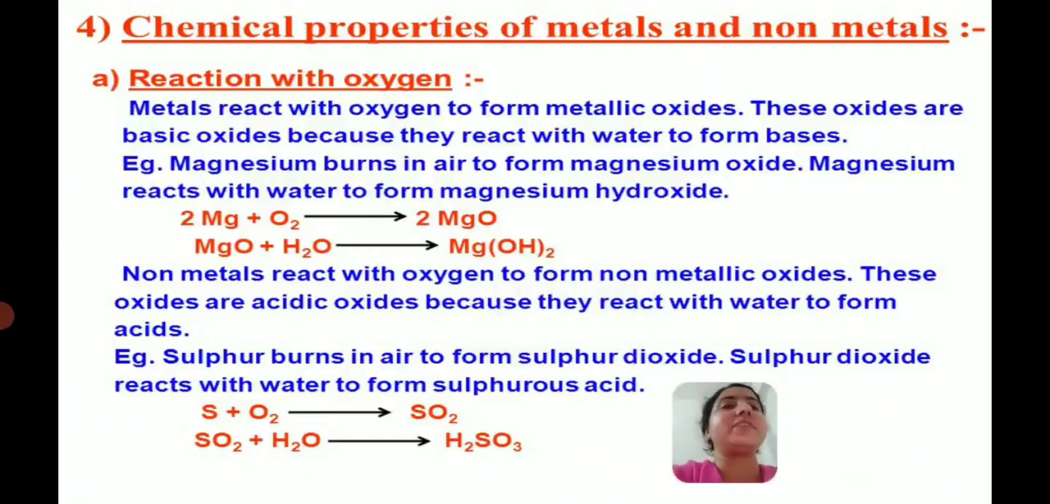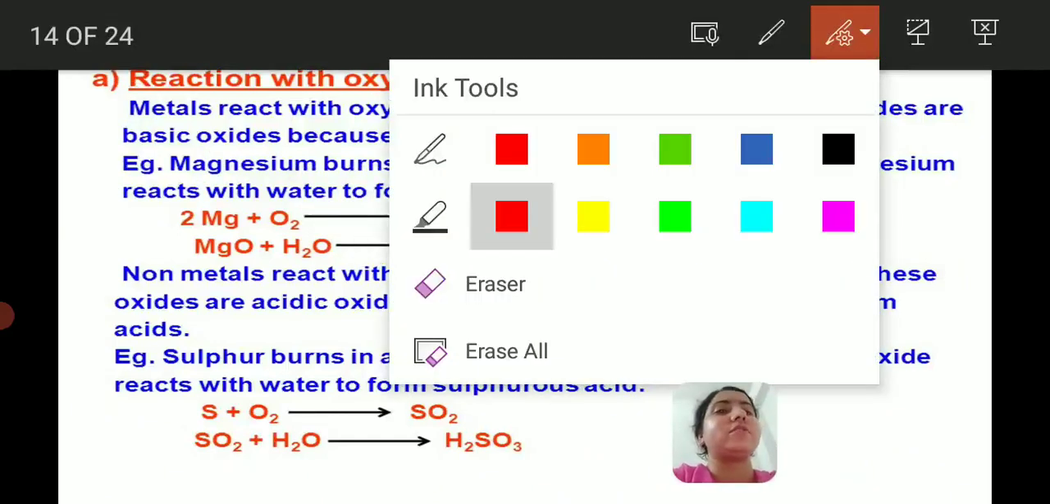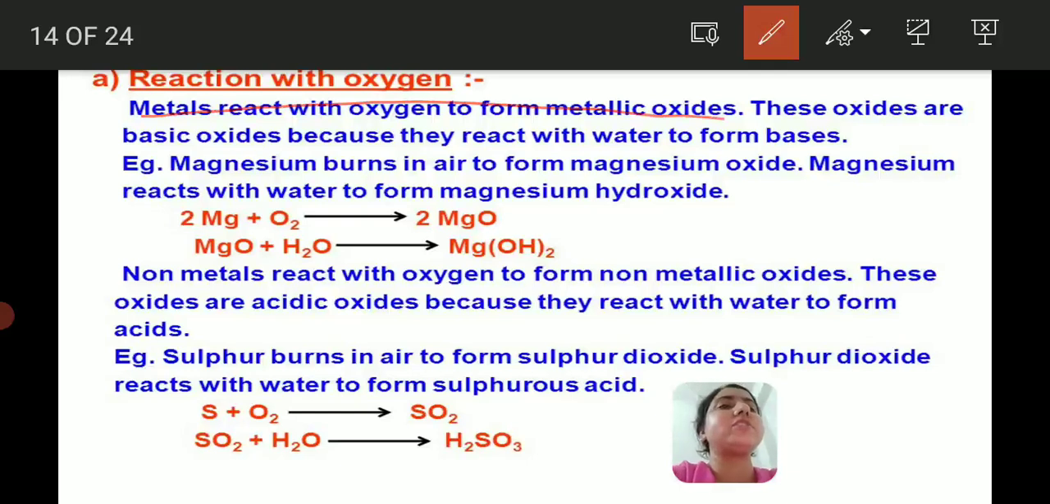So, reaction of metal with oxygen, you can see once more. Metals react with oxygen to form metallic oxides, which are basic oxides because they react with water to form bases. Magnesium burns in air, we have already seen, and its oxide reacts with water to form magnesium hydroxide. 2Mg + O2 → 2MgO, and MgO + H2O → Mg(OH)2, that is magnesium hydroxide.